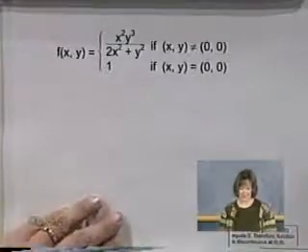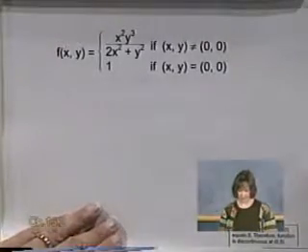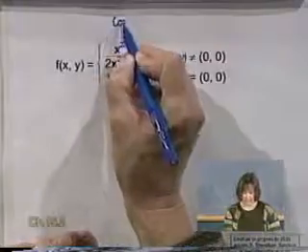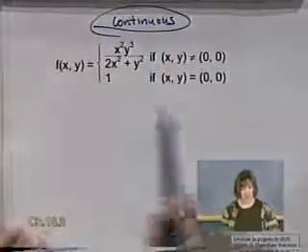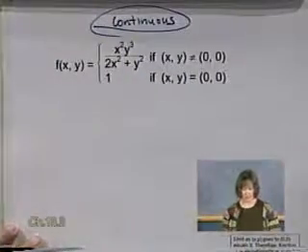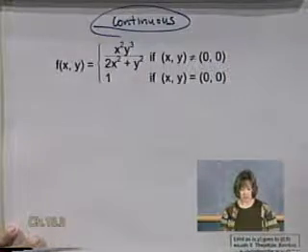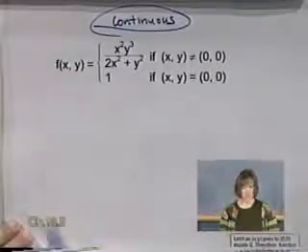Ew. This one. We are asked to find on what values this function is continuous. Now notice this function is rational for all values except for x, y equal to 0, 0. How can I find out if I'm continuous at 0, 0? What do I have to do?